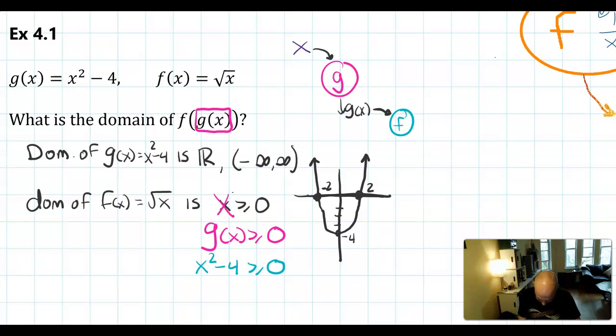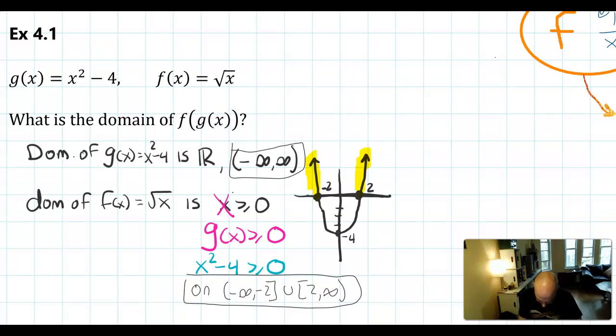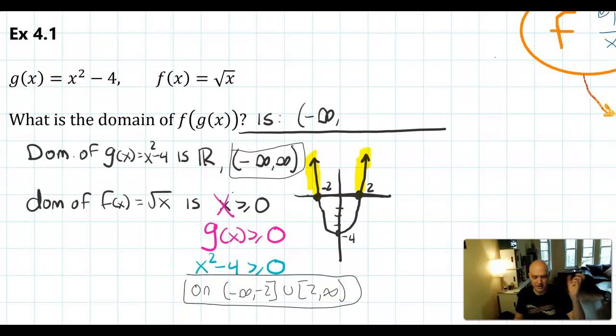So x squared minus 4 is greater than or equal to 0 on the interval negative infinity up to negative 2, bracket, union 2 to infinity. Just that kind of double-ended interval. That will also be part of the domain of f composed with g, sorry. So the domain of f composed with g, up here at the top, is the union, or sorry, the intersection of those two things.